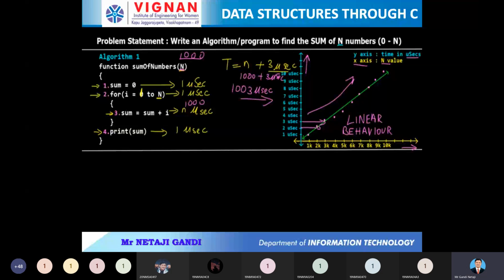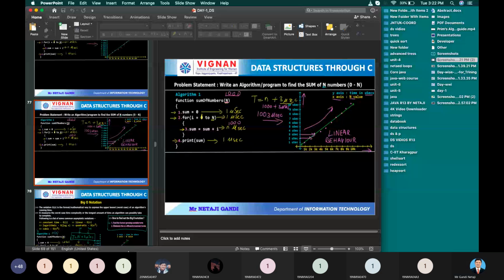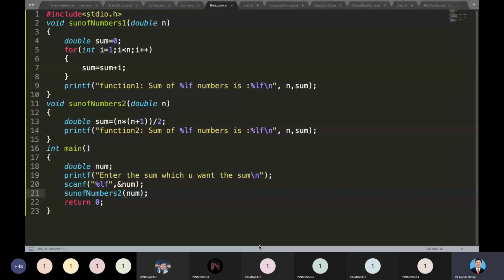I want to run the program, try to understand here. Are you able to see my code, the C program? Girls, please respond. Yes, sir. So here, this is one algorithm. This is another algorithm. This is the sum of numbers one. Input is n, and this is the function syntax: return type, function name, and we can pass n number of arguments.